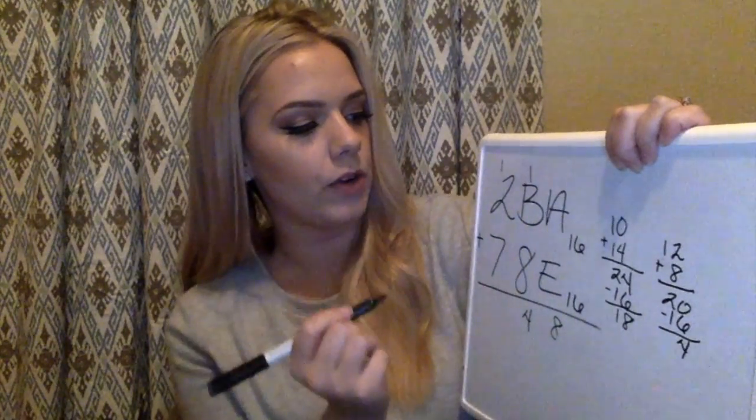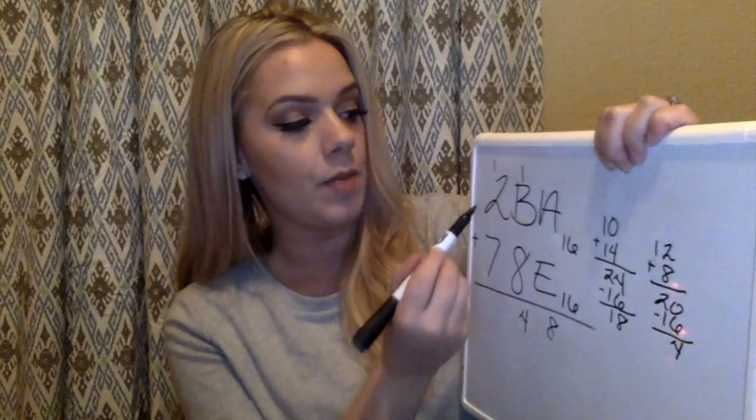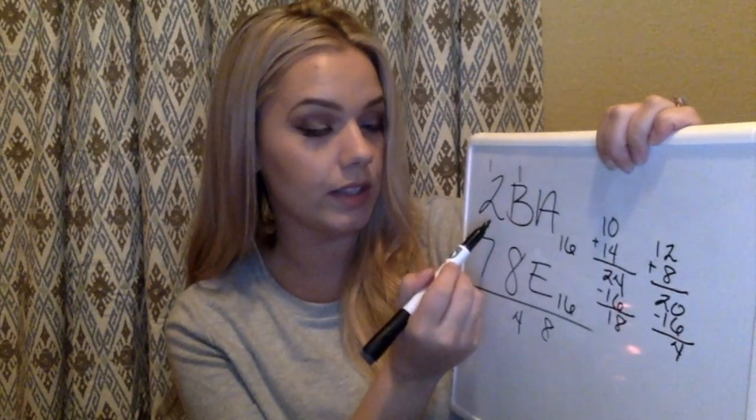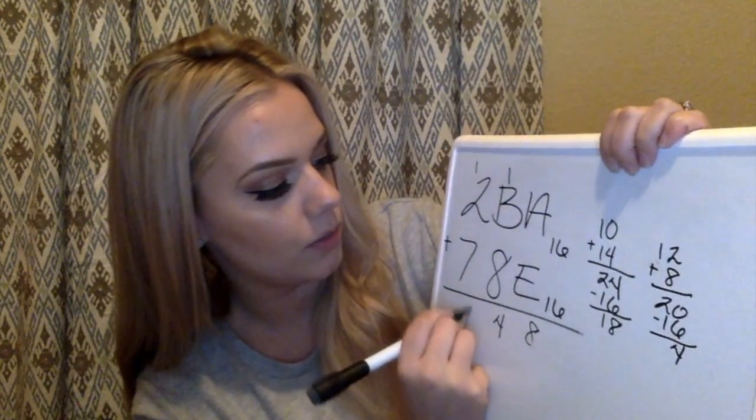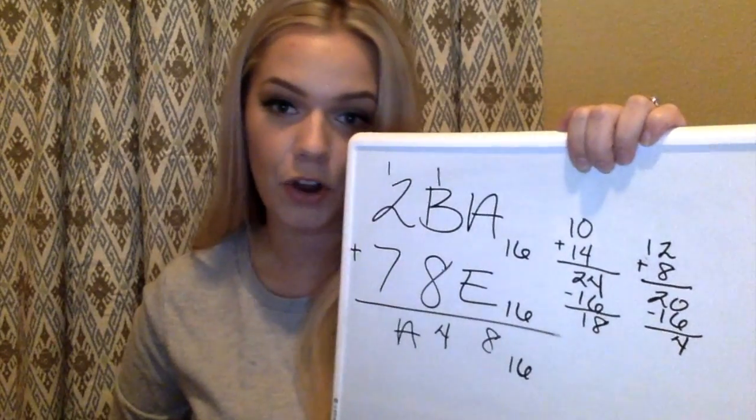And we had that regroup. So 7 plus 2 is 9, plus that regroup is 10. The number 10 is equal to A. So we have A, 4, 8, base 16 for our total answer.